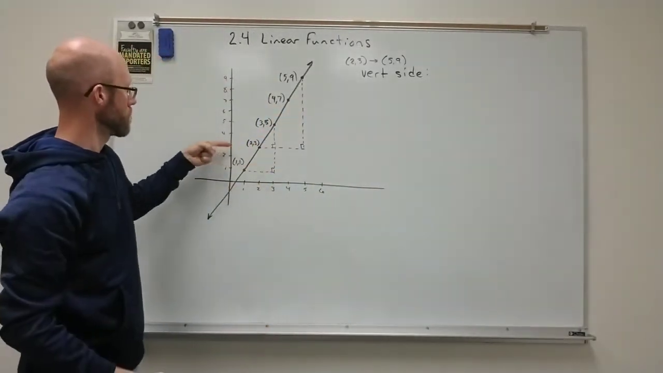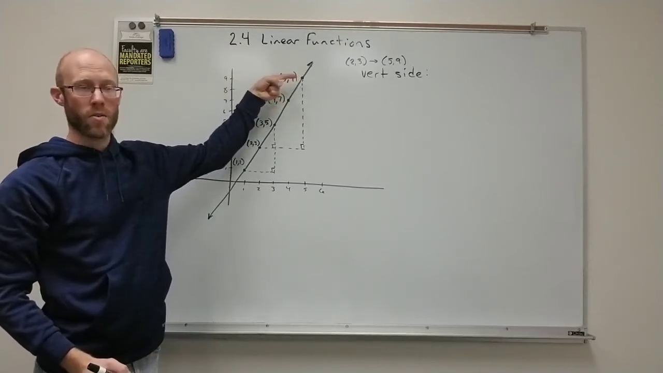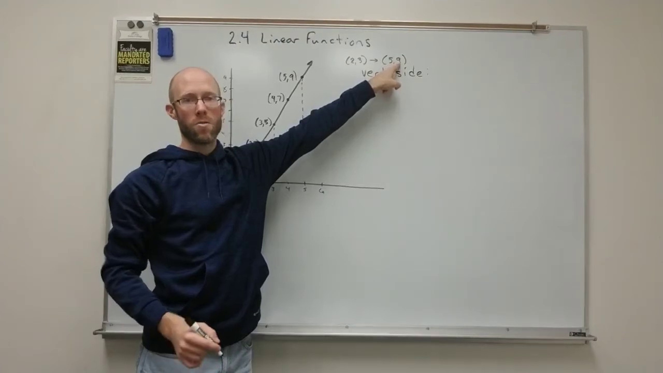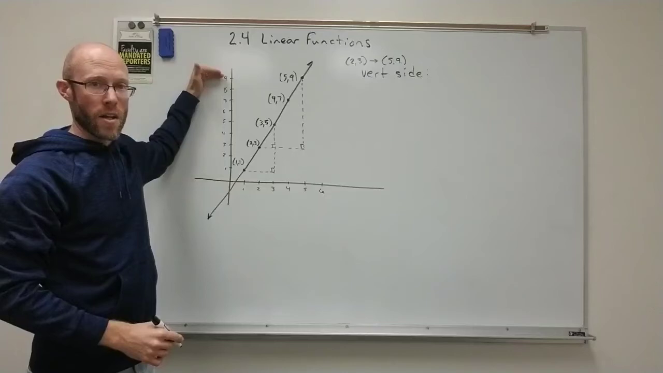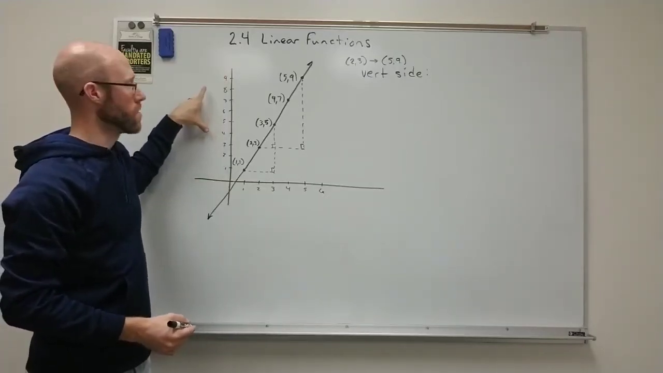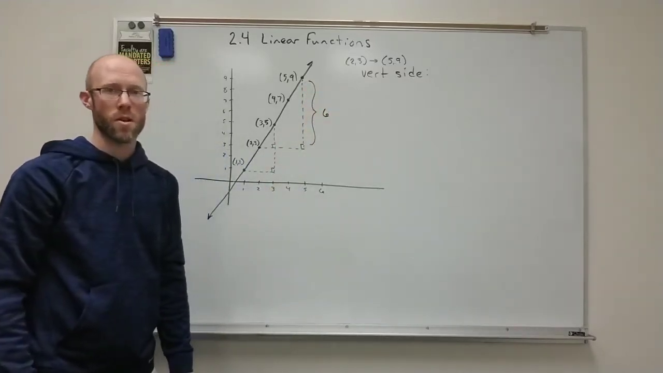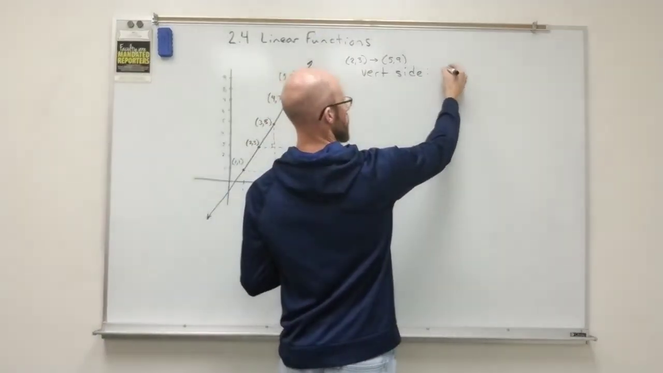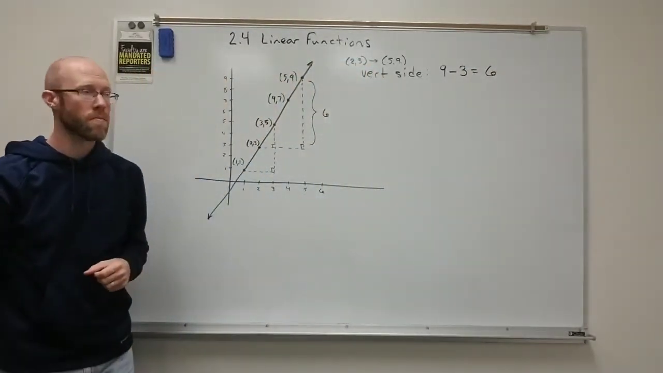Vertical side runs basically from a height of 3 up to a height of 9, okay? Essentially, it's the difference between the y values of the 2 points. To find that length, you would take the final value minus the initial value. 9 minus 3 gives you a distance here of 6, right? So this height would be 6, and again, it's the difference in the y values. So the vertical side is 9 minus 3, which is 6.